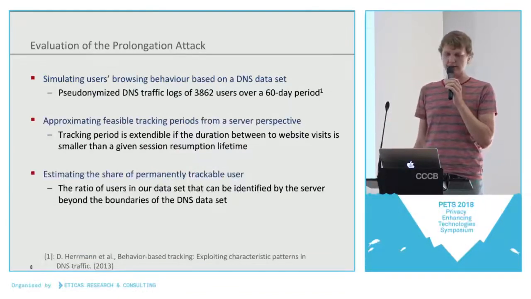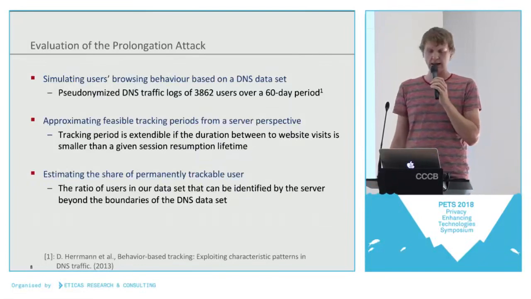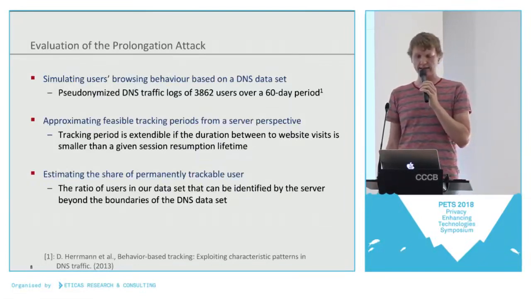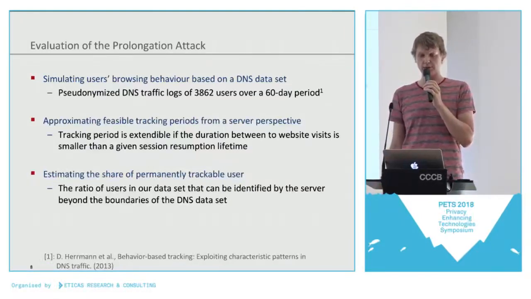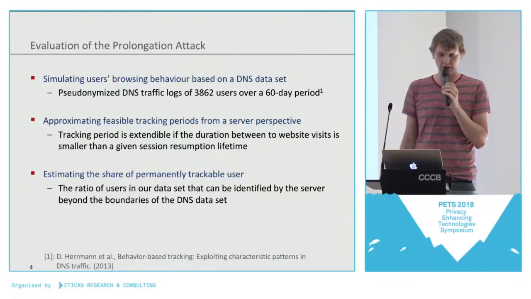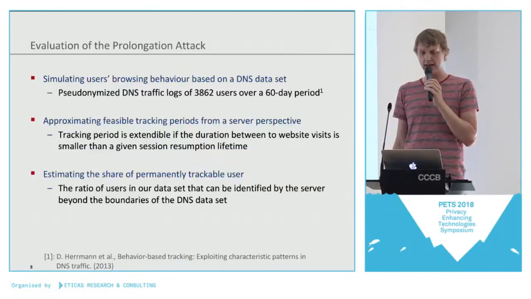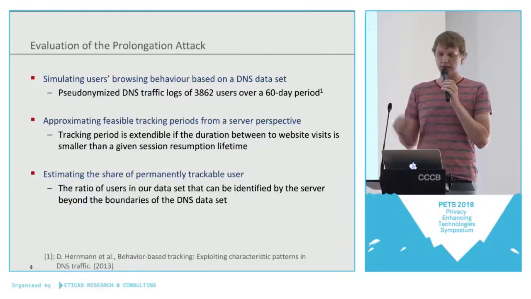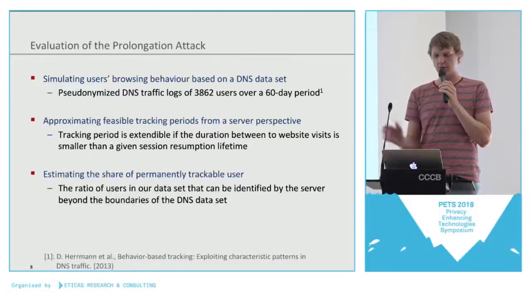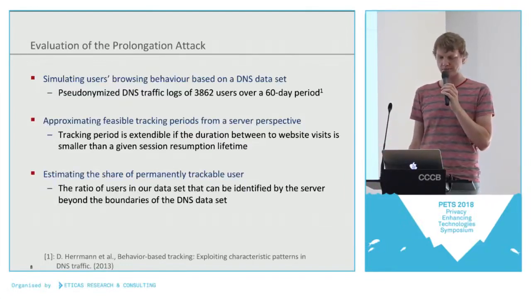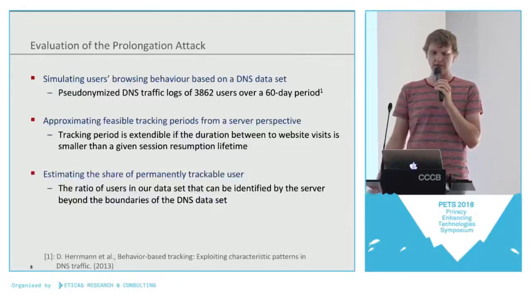How do we evaluate this prolongation attack? I had the chance of using a DNS traffic log, which included more than 3,800 users over a 60-day period, and this data was pseudonymized. And then I tried to find out which tracking periods are feasible from a server perspective by observing, okay, when the user returns within a time period which is smaller than a given session resumption lifetime, how long does this tracking period become in a real-world scenario?